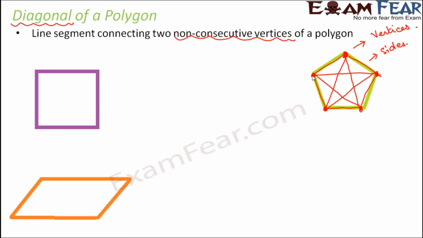So let's take the example of a square. In case of a square, you can have a diagonal like this. You can also have a diagonal like this. So these are the two possible diagonals for a square. You cannot have more than two diagonals. Similarly, you can think of a parallelogram. So this would be a diagonal. Similarly, this could be a diagonal as well. So here also you can have a maximum of two diagonals, not more than that.